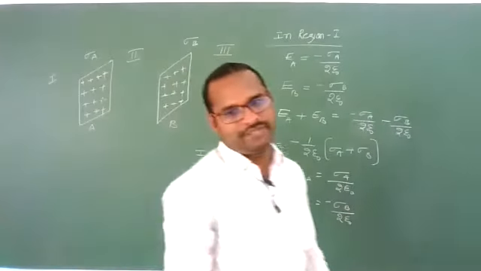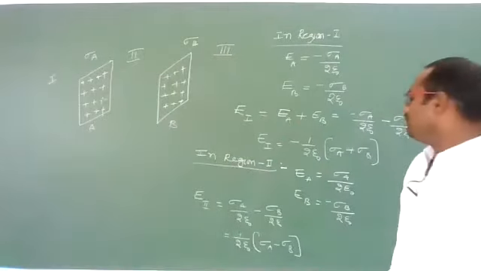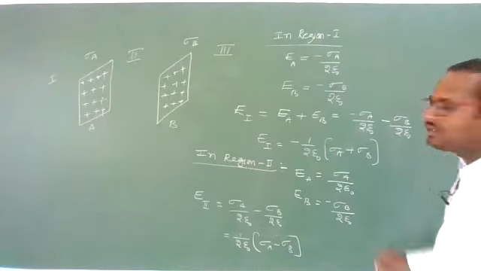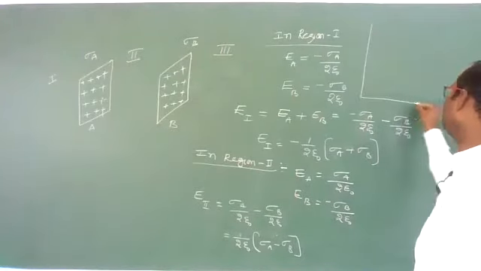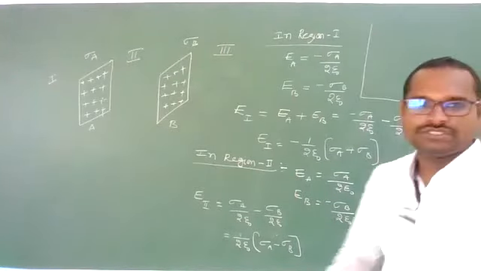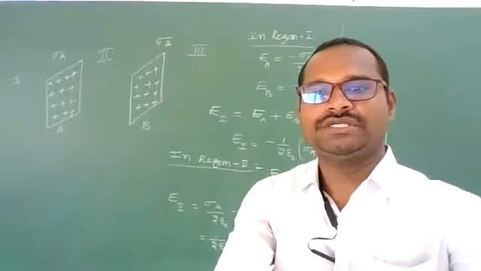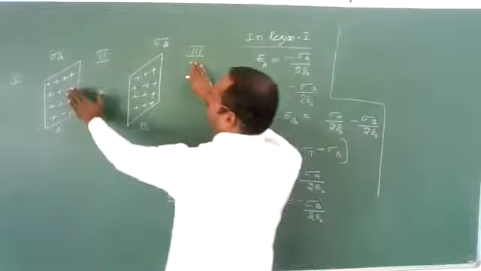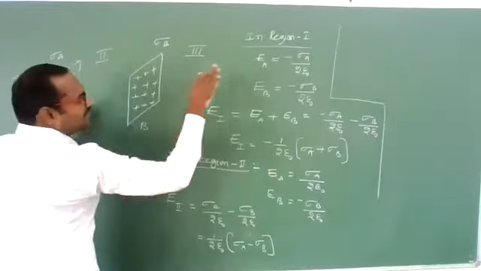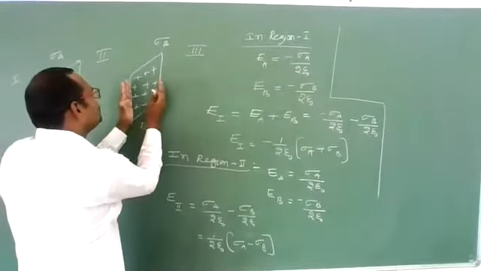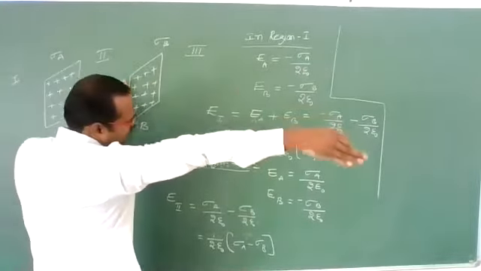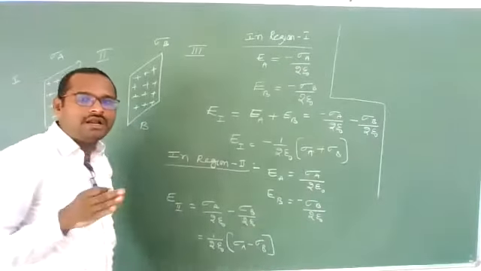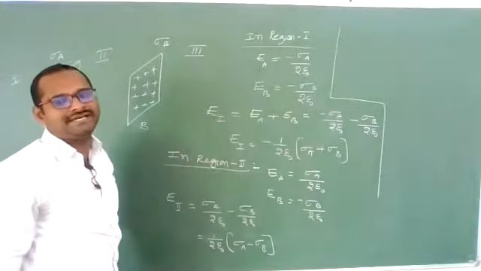You need to remember this point also. Then what about the electric field in region 3? In the third region, electric field, how much? See, students, in the third region, the electric field due to sheet A is in this direction, and due to sheet B also in this region it is in that same direction. Both are in the positive x direction.